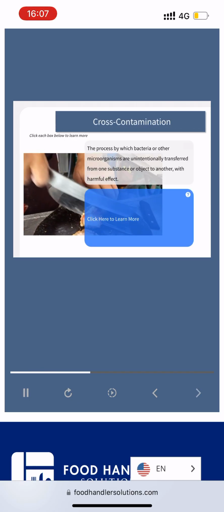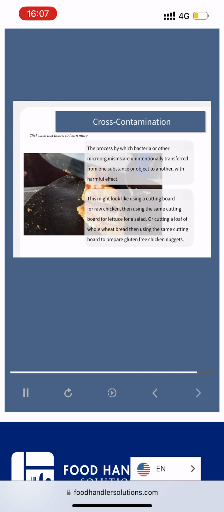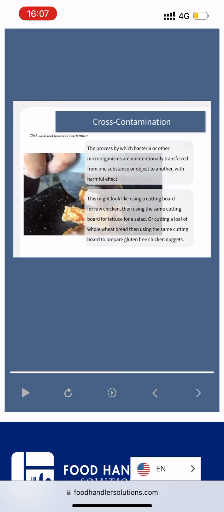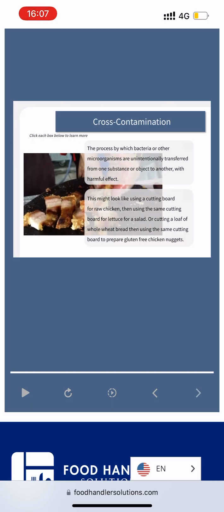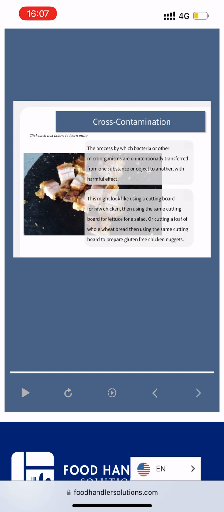Cross-contamination is the process by which bacteria or other microorganisms are unintentionally transferred from one substance or object to another, with harmful effect. This might look like using a cutting board for raw chicken, then using the same cutting board for lettuce for a salad, or cutting a loaf of whole wheat bread, then using the same cutting board to prepare gluten-free chicken nuggets.